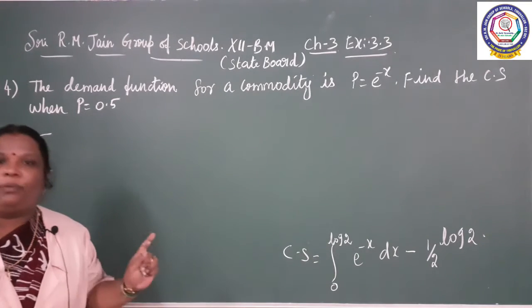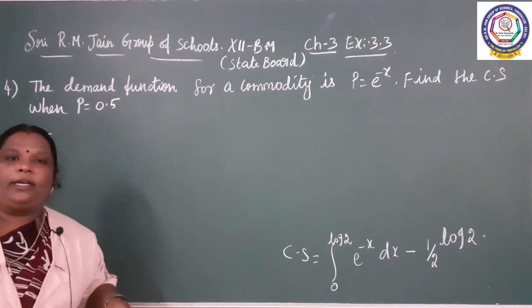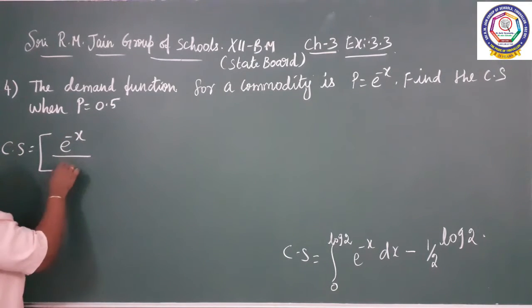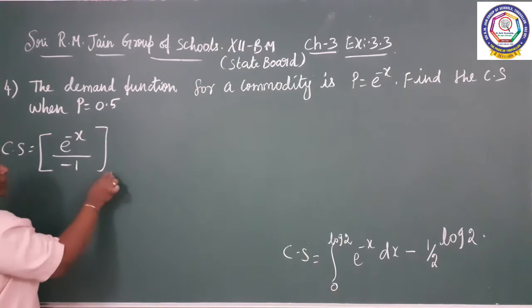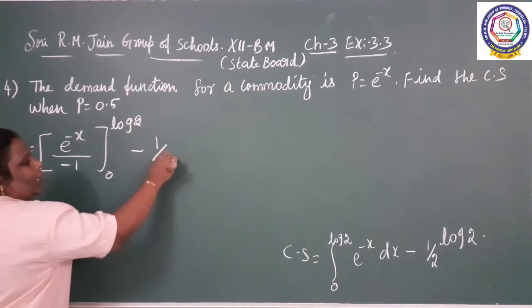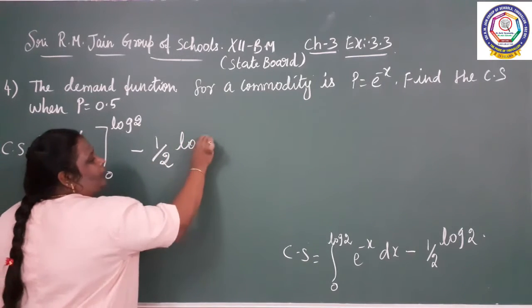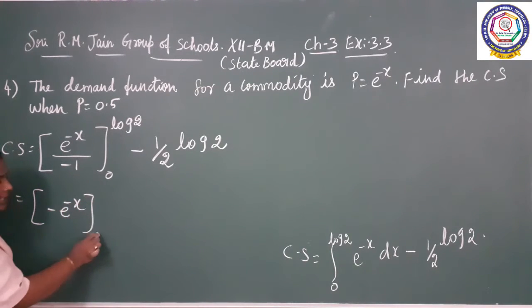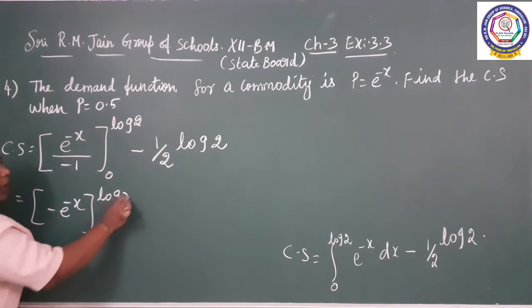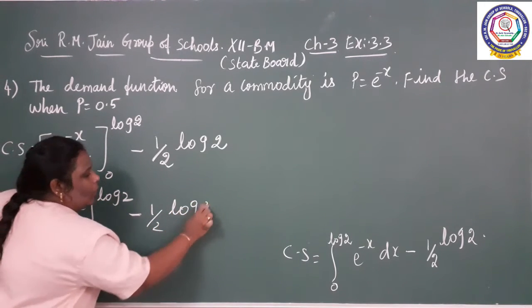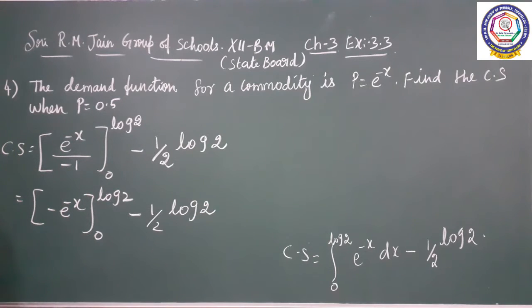Integral of e power x is e power x, but the x coefficient you can write in the denominator. So for e power minus x, what is the x coefficient? Minus 1. The limit is given 0 to log 2, minus 1 by 2 log 2. Now you can substitute: minus e power minus x, limit 0 to log 2, minus 1 by 2 log 2.